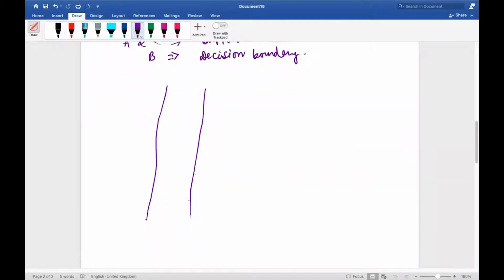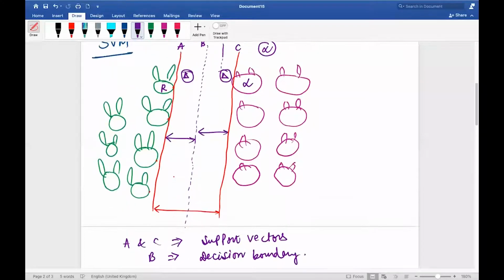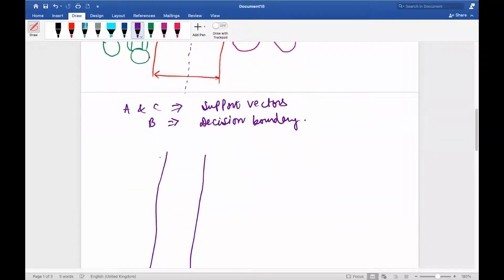Yes or no? Because if it crosses each other, then there is no separation. So it needs to be parallel. Once you have established this new point, earlier this was my support vector. But what is my new support vector? This and this. You understood?